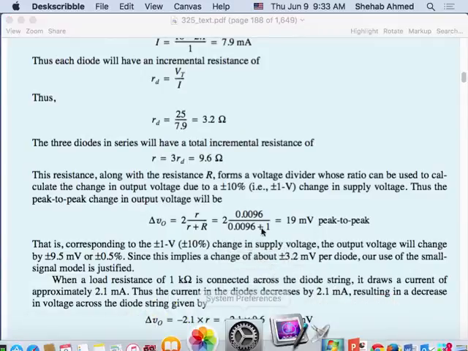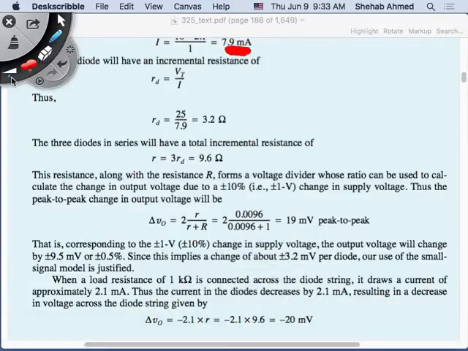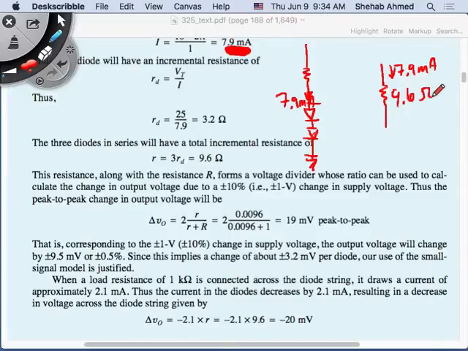Originally, we had how much current flowing through? We had 7.9 milliamps from the DC operating point. Do we agree? So I had 7.9 milliamps. This is my chain of diodes that had 7.9 milliamps flowing through it. When I calculated my ripple, I had this 7.9 milliamps flowing through my device, correct? So if I had 7.9 milliamps flowing through 9.6 ohms, that's my original configuration, right?